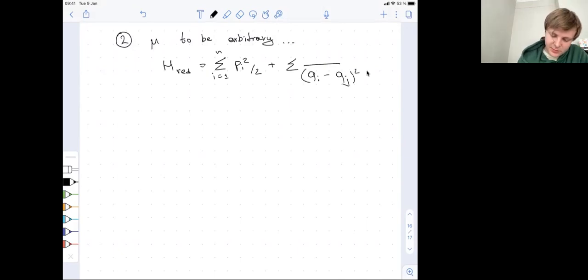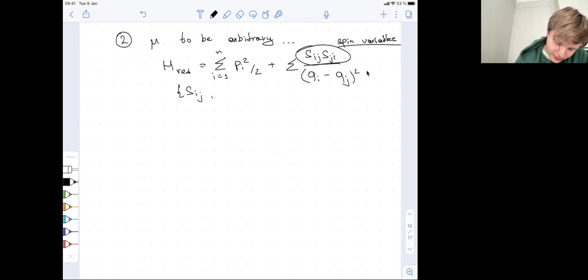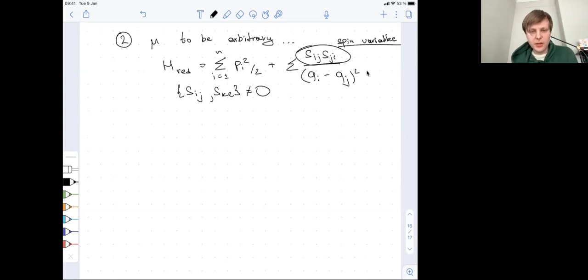It looks like the standard Calogero system, but here you have S_ij, S_ji, where these elements are called spin variables. And they have a non-trivial Poisson bracket with themselves. Well, actually, they will have a constant Kirillov-Kostant Lie-Poisson bracket, which is just given by the constant Kirillov-Kostant symplectic form on the reduced space.